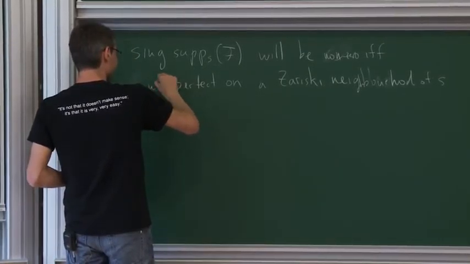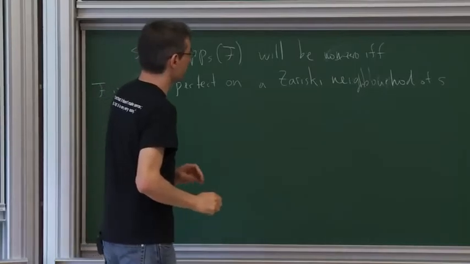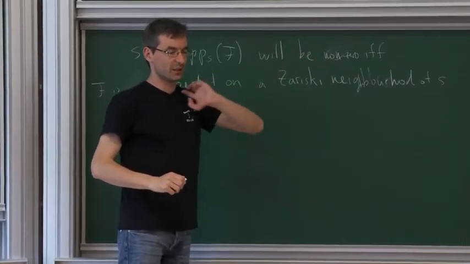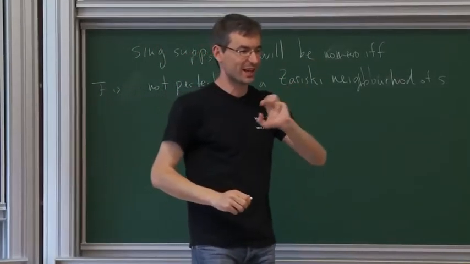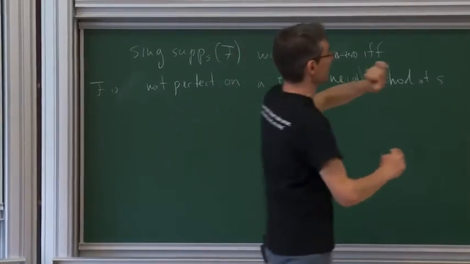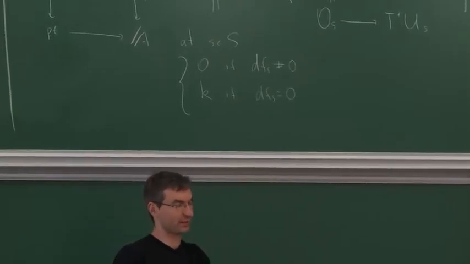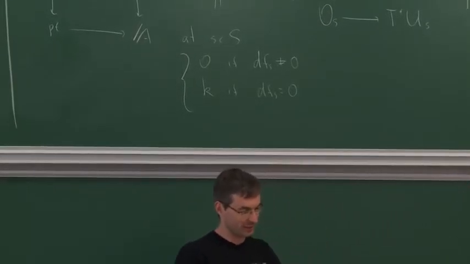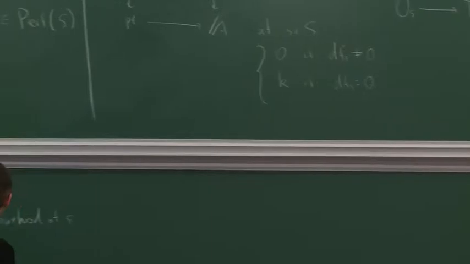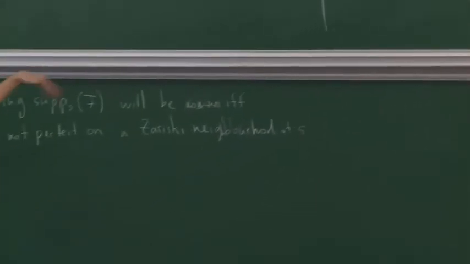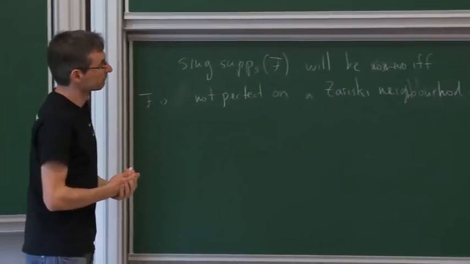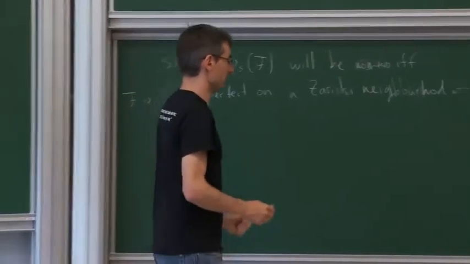Hold on, is the empty set? No, so non-zero means excluding the empty set and 0. I'm saying that you will hit this k if and only if you actually are imperfect at that point. Imperfect, 0 is perfect. All right. So now I want to generalize this example to a general situation.